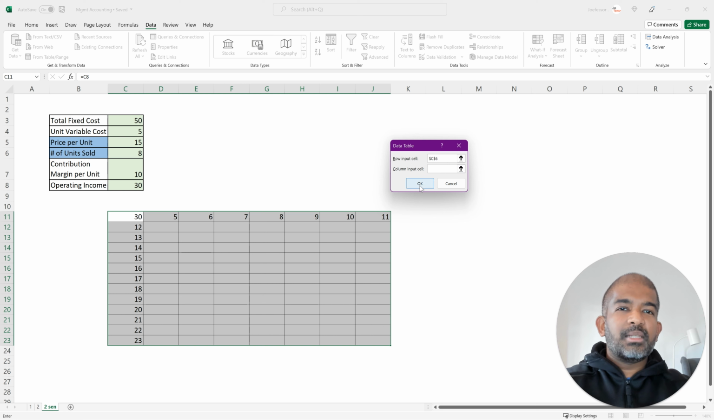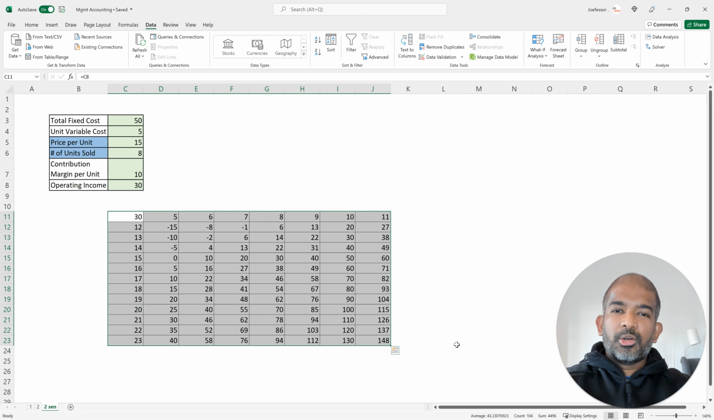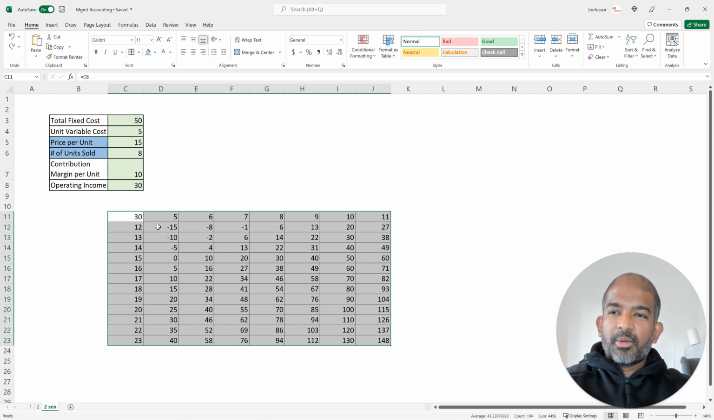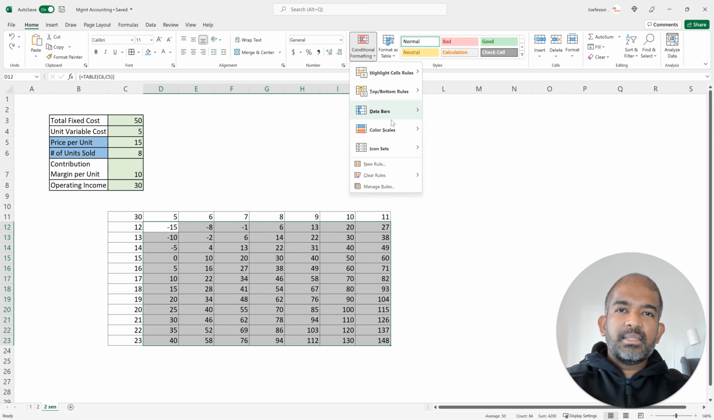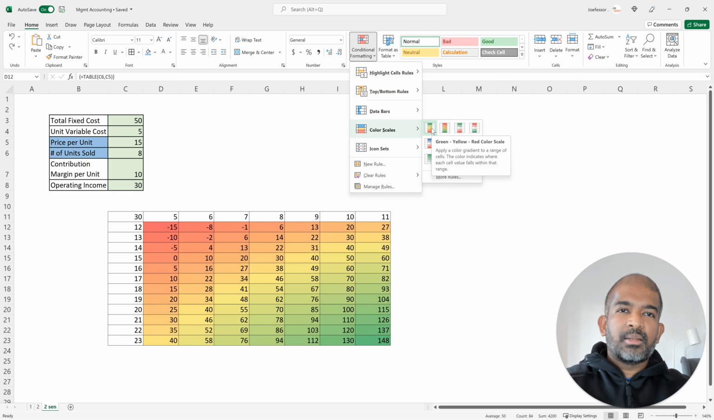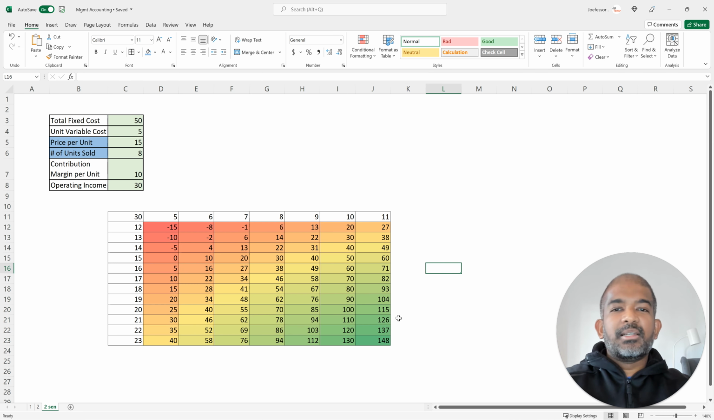And through the column input cell, Excel wants to know what's the variable that's changing along the column. That's the price per unit. Once you click on OK, you can see that Excel has automatically calculated the operating income for several scenarios. Let's do some conditional formatting to visually see these numbers better. Go to conditional formatting, color scales, and pick a scale that makes sense. I've selected a greenish tone for a higher positive operating income and red for lower or negative values and yellow for values in between. So how do we interpret this table?